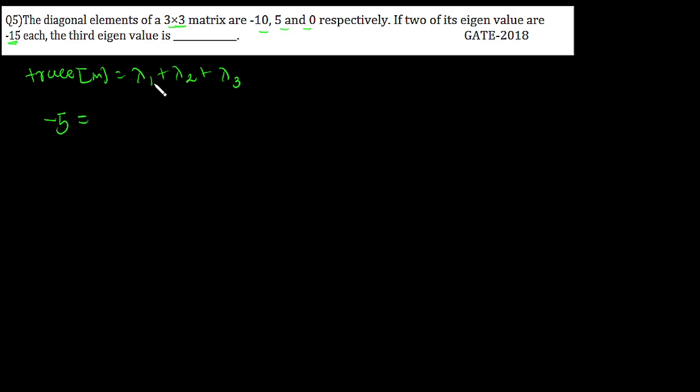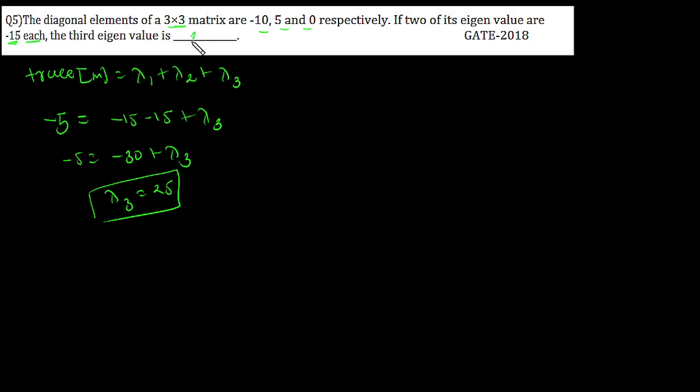So now the values of lambda 1 and lambda 2 are given as minus 15 each. So I can say minus 15 plus minus 15 plus lambda 3, which is unknown, and the value of this lambda 3 we have to find out. So now I can say minus 5 equal to minus 30 plus lambda 3. So I can say the value of lambda 3 here is 25. So we have found the third eigenvalue, which is 25, with the help of this property. So now it is a very simple question. It only takes a few seconds to solve.